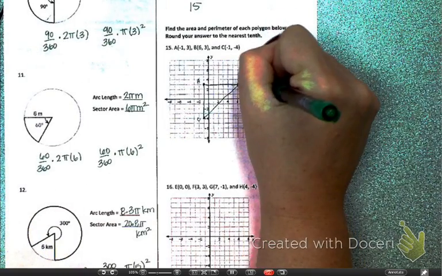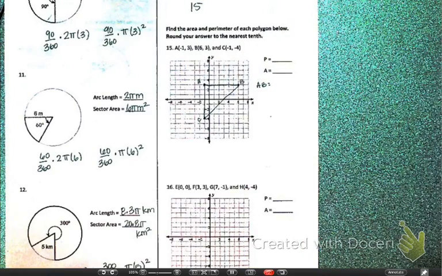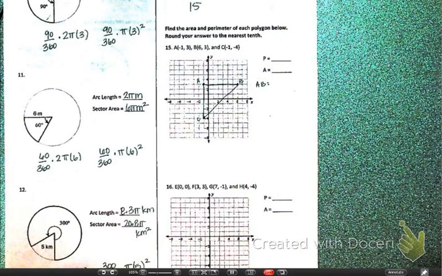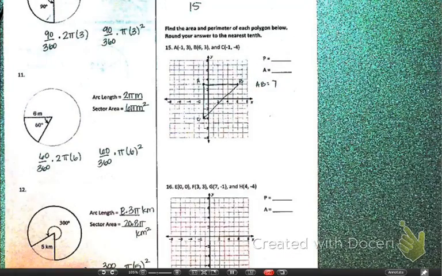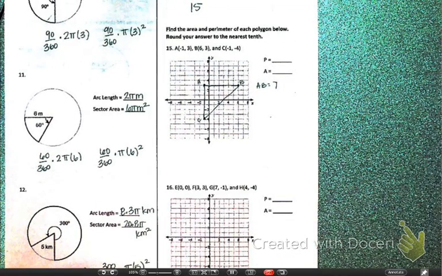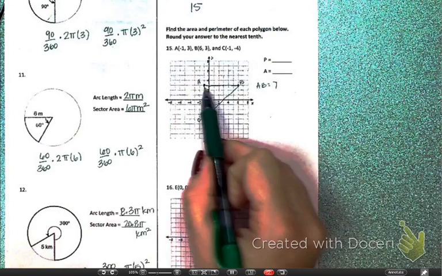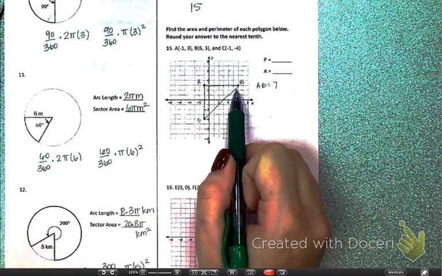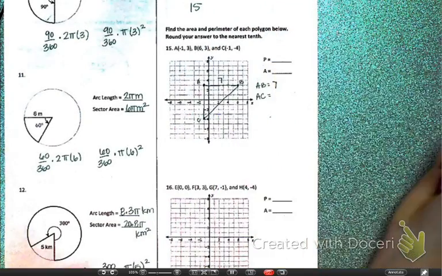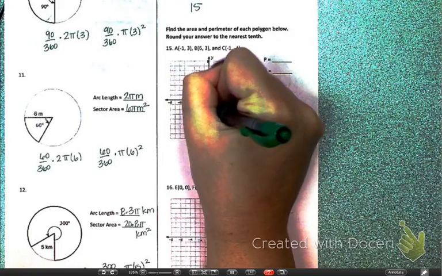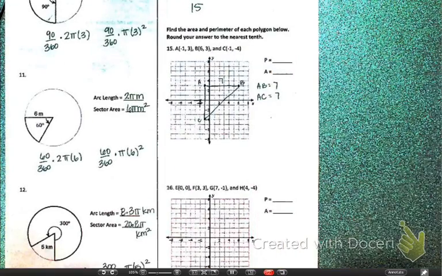What is the length of AB? 7. Okay. So the length of AB is 7. All you had to do was count the boxes. If you prefer the distance formula, you're going to get the same answer. What is the length of AC? 7. All you have to do is count the boxes.